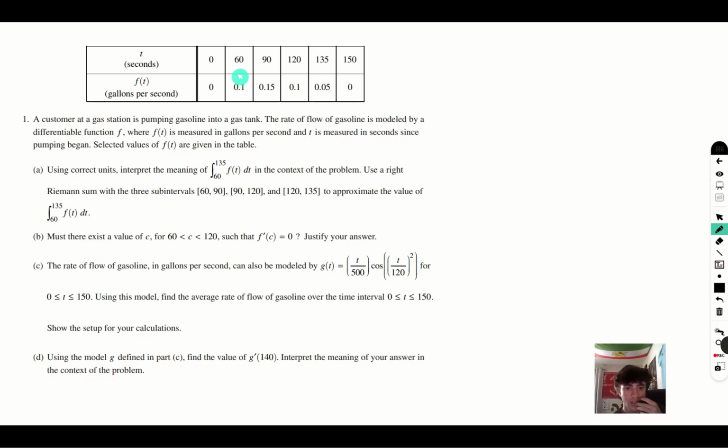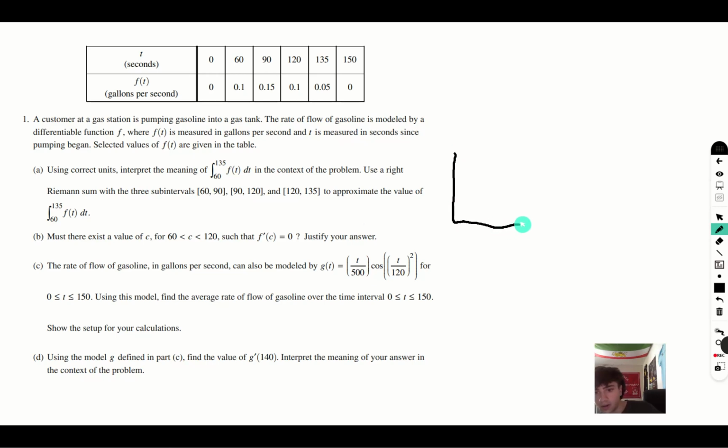Alright, so when we take the integral of f of t, which is in gallons per second, we're essentially getting rid of the per second, because if a certain amount of gallons per second is added over a certain amount of time, the area under the curve becomes the overall amount of gallons. So the integral would be the amount of gallons of gasoline poured from 60 seconds to 135 seconds. And so let's do this Riemann sum.